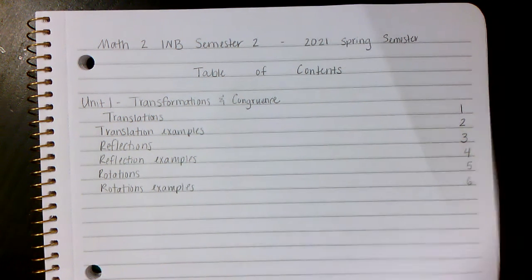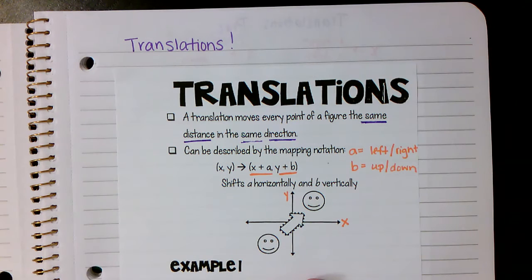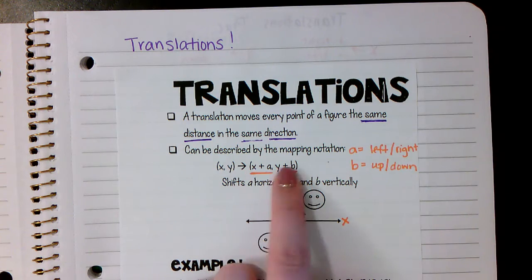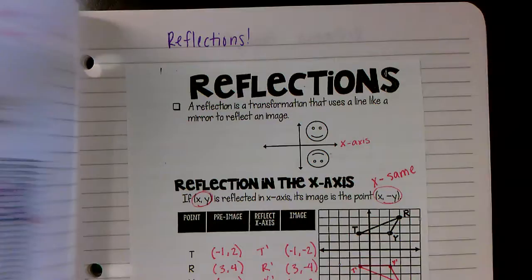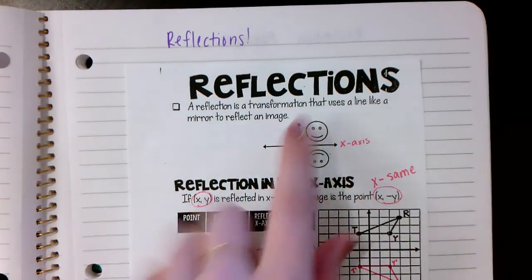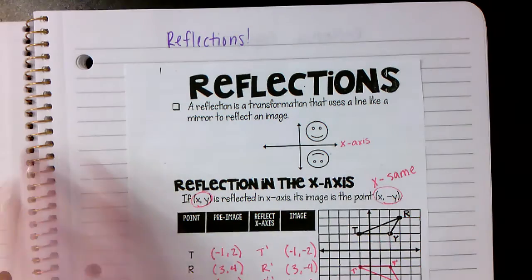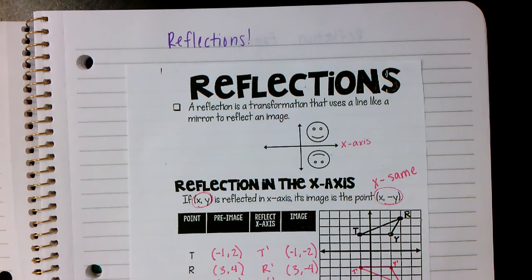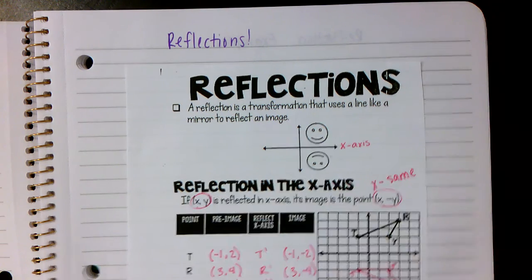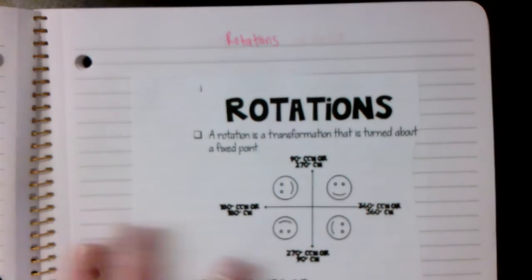So let's just look through. We've got translations, which was the first example we looked at, which was sliding a figure, just adding or subtracting numbers to your x values. We had reflections, which flipped your image over a specific axis or a line, and there were different tricks and rules to help you remember that. And then today we're going to look at rotation.